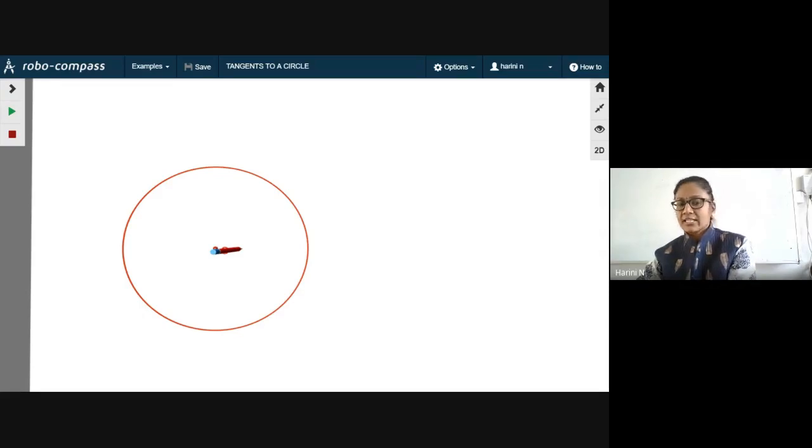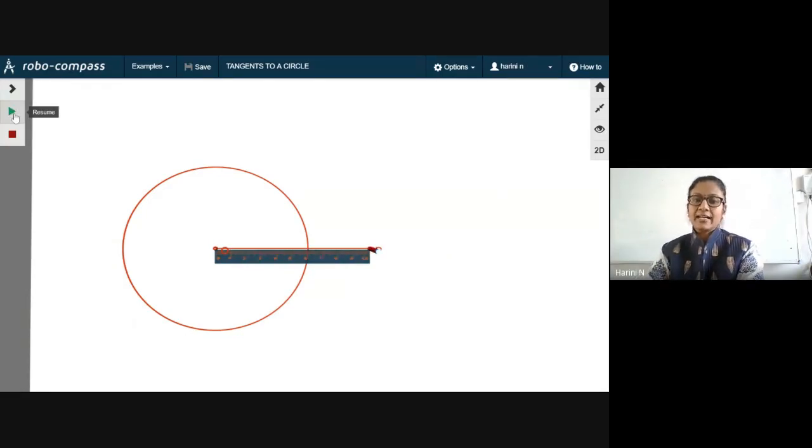Okay. So the construction of the circle is done. Next, I have to locate a point P, which is at a distance of 10 centimeters from the center. So that's the next step you would be doing. First I will go and locate this point. I'll call it P, which is at a distance of 10 centimeters from the center. And then join O and P.